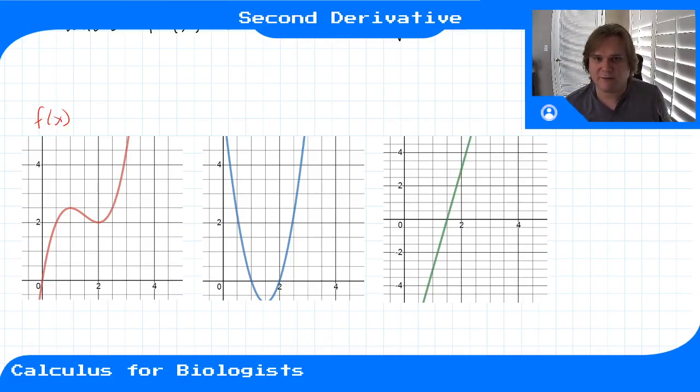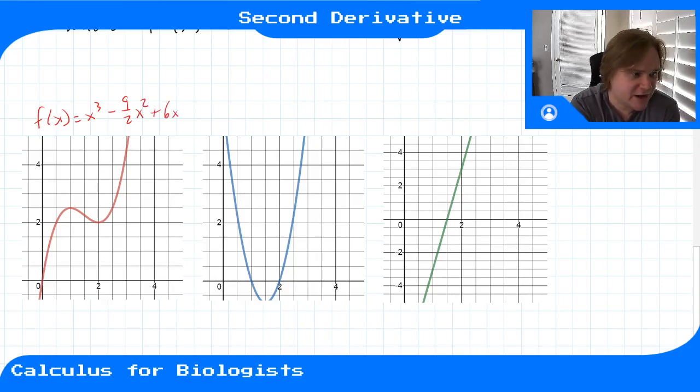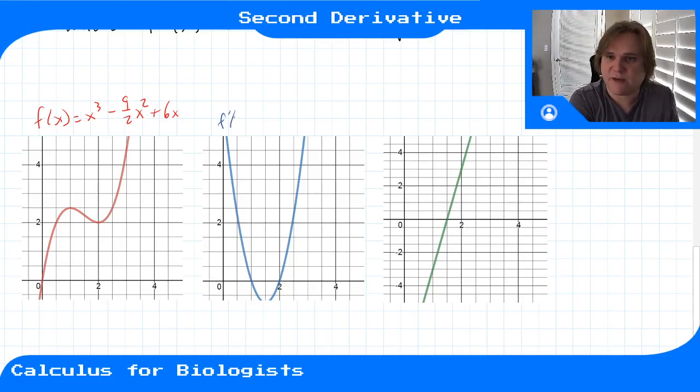Okay, x cubed minus 9 over 2 x squared plus 6x. So we have x cubed minus 9 over 2 x squared plus 6x. This is our function in red. In blue is its derivative, f prime of x. If we take the derivative of this, we get 3x squared minus 9x plus 6. And then in green, we have its second derivative.